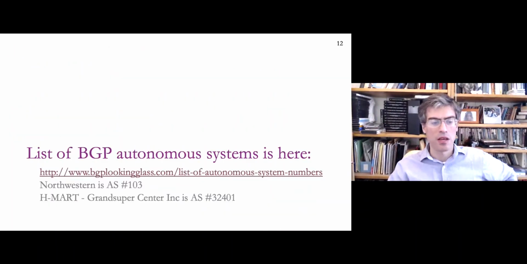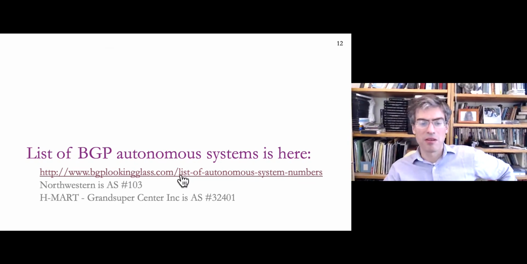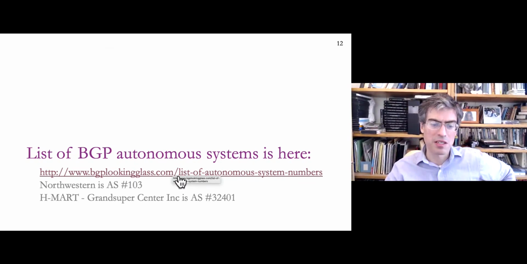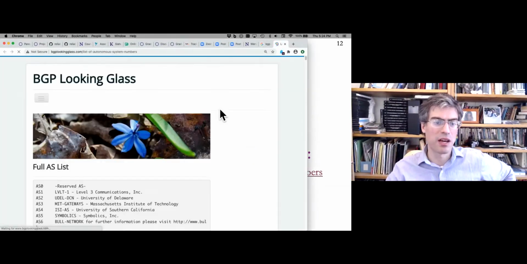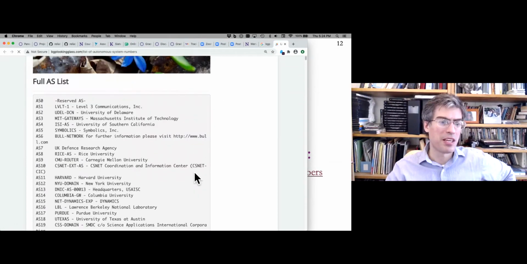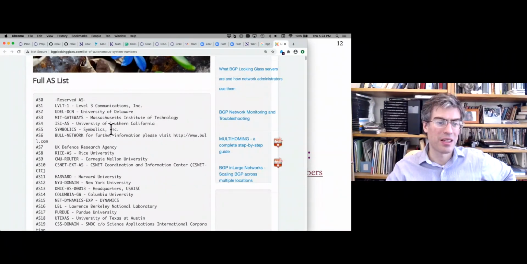Okay. You actually can browse a list of autonomous systems. That's kind of a fun exercise, so I encourage you to do that. The ones at the beginning are the companies and universities that were present at the very beginning of the network. Like Level 3 Communications is one of the biggest Tier 1 ISPs.